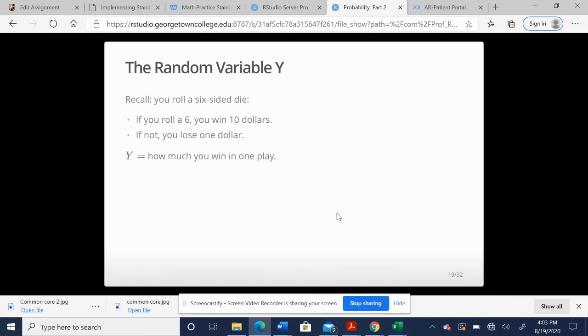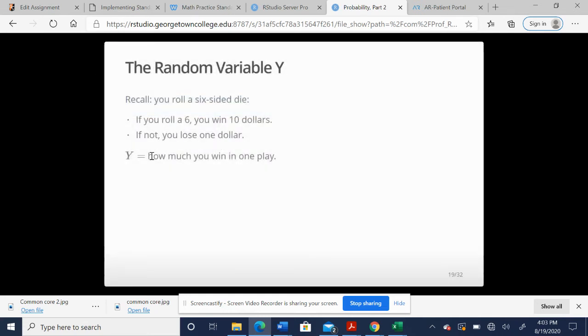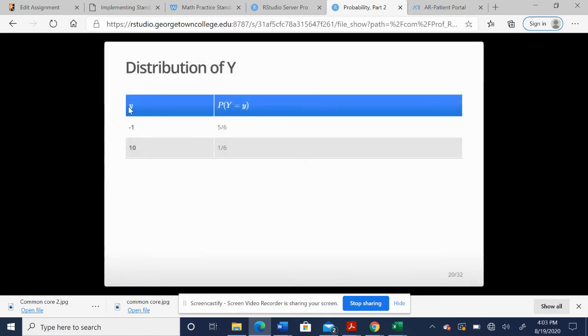So let's think about that. In terms of the outcome for y, what are the possible values of y? Remember what y represents: how much I win. So y can only be represented by 10, because it's possible for me to win $10, or -1, because that would be the scenario where I lose and have to pay $1. Now, how is this probability determined? Why 5/6 for the -1? Why 1/6 for the 10?